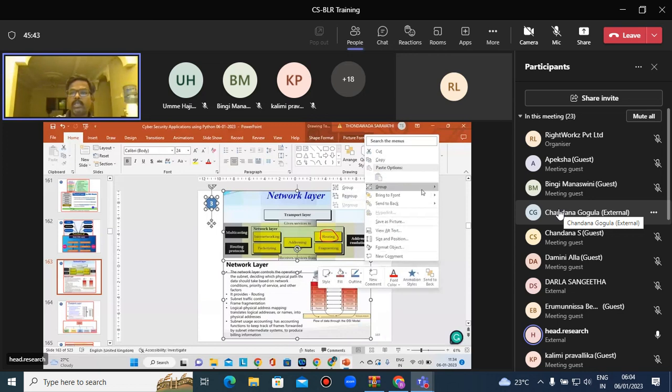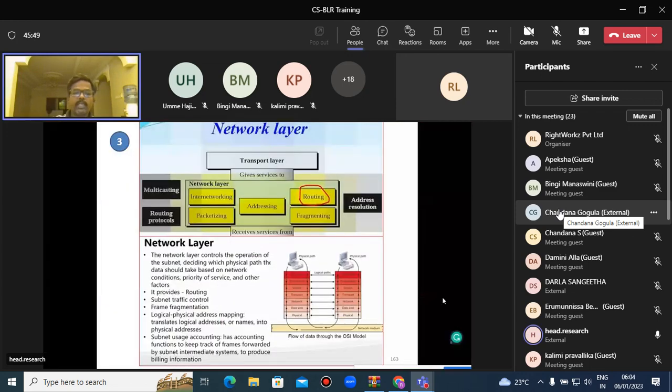So it is called a network layer. Okay, in this network layer, it provides routing. Routing is nothing but a path selection between source to destination. Subnet traffic control, frame fragmentation, local physical address mapping, translates logical address or names into physical address, subnet usage counting, has accounting functions to keep track of frames forwarded by subnet intermediate systems to produce billing information.